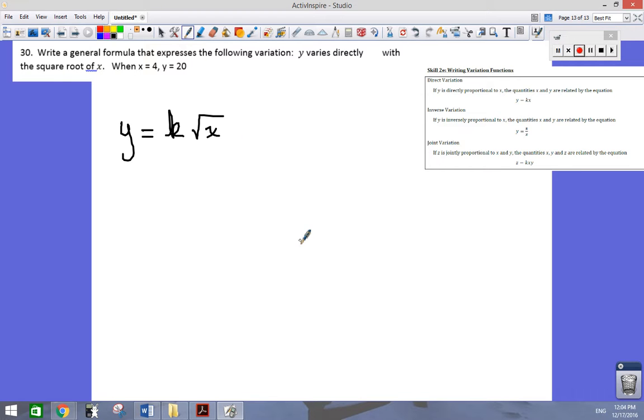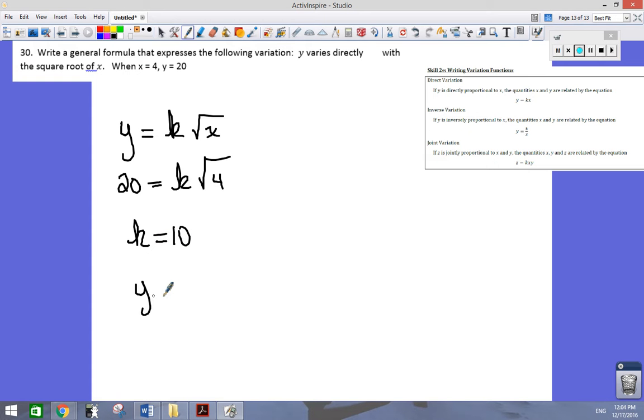Now it's going to give me enough information to determine K. So yes, this is the formula, but it's a little bit incomplete because I need to determine what K equals. So for a specific point, it tells me that when Y is 20, X would be 4, so I can now figure out what K is going to be. The square root of 4 is 2, and 2 times 10 is 20. So I know that this constant is going to be 10.